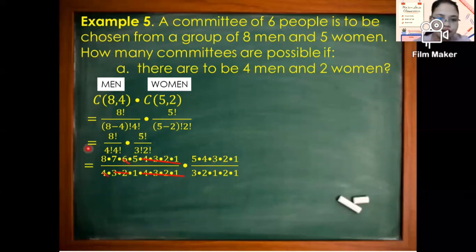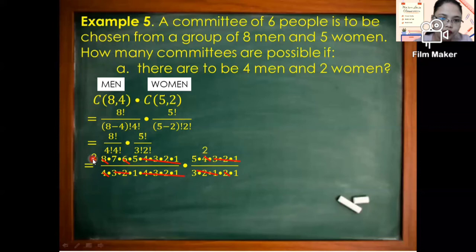Pwede din ang 4 at ang 8. 8 divide 4 is 2. So, ang natira na lang is 2, 7, and 5. Sa kabila naman, cancel natin yung common. 3 times 2 times 1, and 3 times 2 times 1. 4 and 2, so that is now 2. So, this is 5 times 2 is 10.